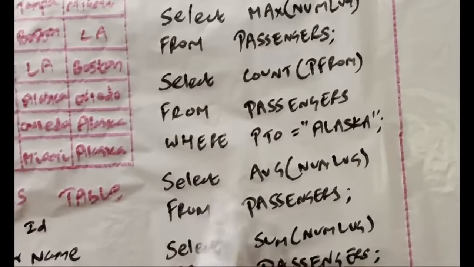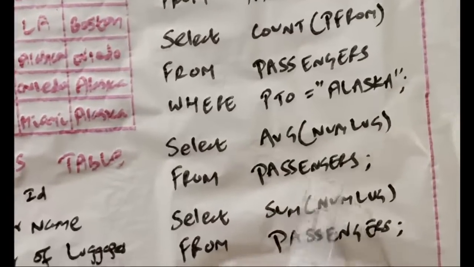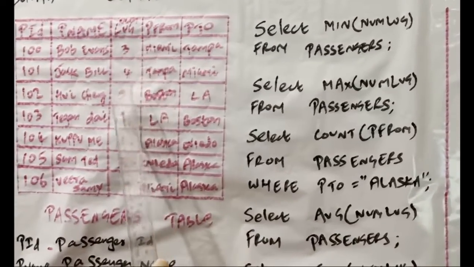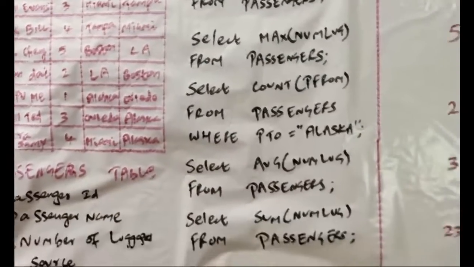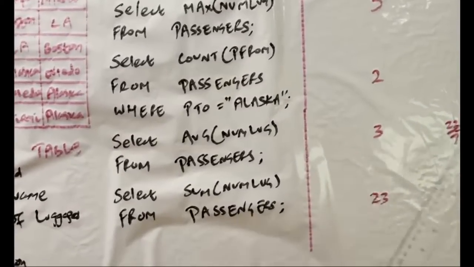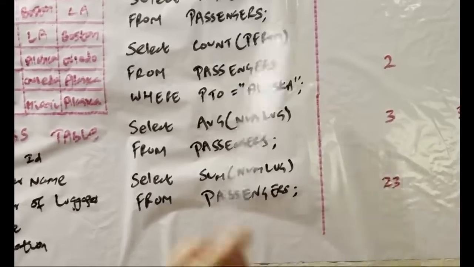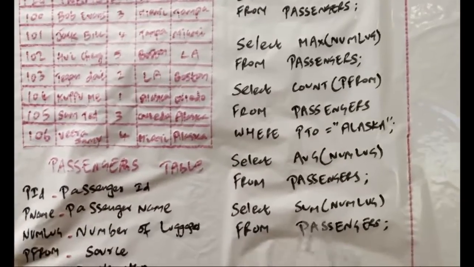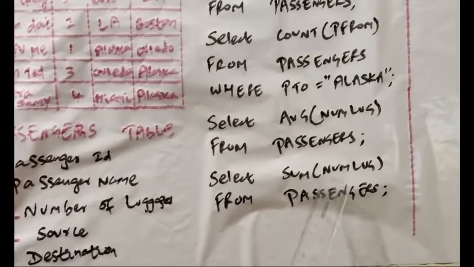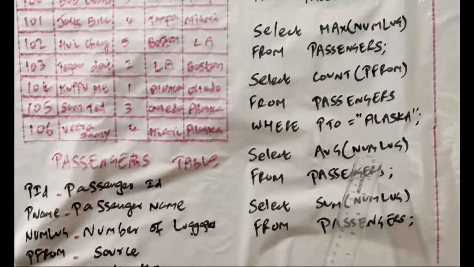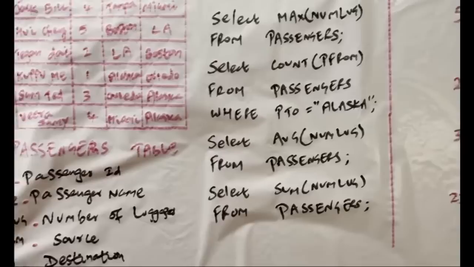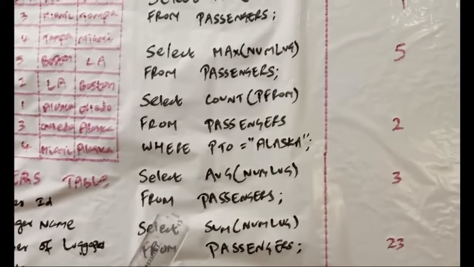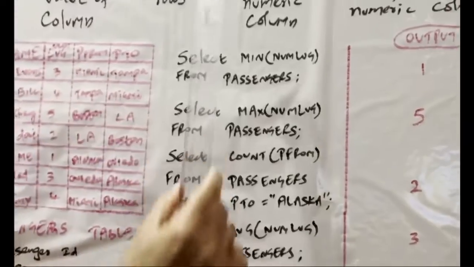And let's see, select average of numlog from passengers table. Numlog is these values. You have to add all these values and divide by the number of rows, 7. 22 by 7 is 3.2. Truncated, since it's a decimal, the average is 3. So the average is 3 luggages for this table with 7 rows. Select sum of numlog from passengers. It's going to add all these values. Like previously we found the average, average is the sum divided by the number of rows. The sum is 23. So this gives a basic understanding of the math functions used by MySQL.